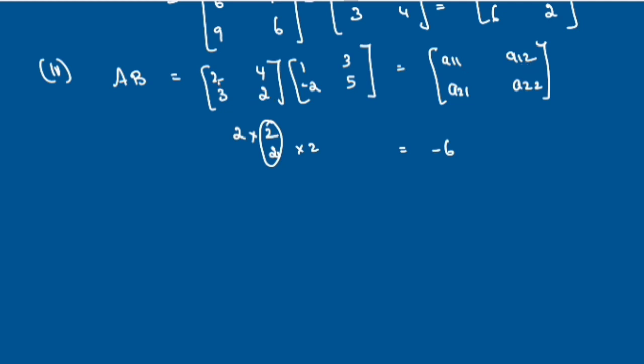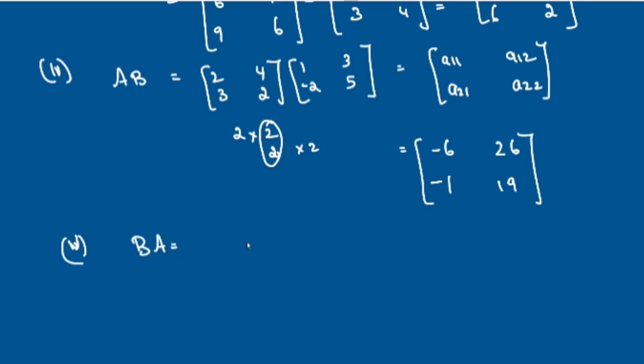A12. A12 is first row, second column. Okay, first row, second column. 2 into 3 is 6 plus 20, 26. A21 is second row, first column. So 3 minus 4, minus 1. Then this is second row, second column. Second row, 3 into 3 is 9 plus 10. So that is your matrix AB.